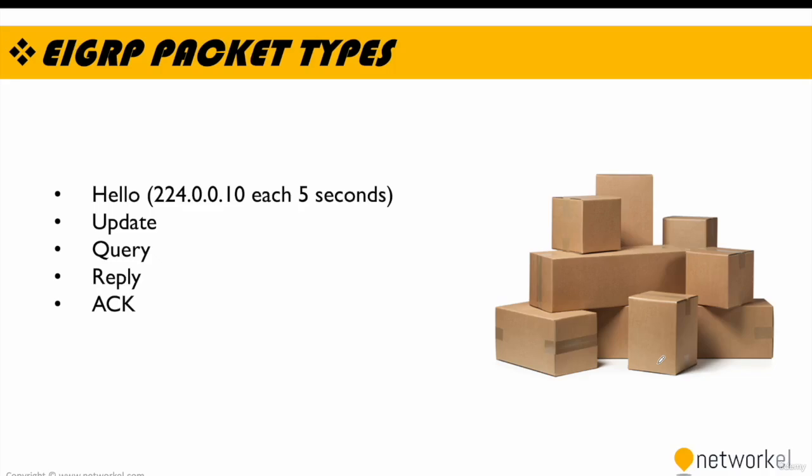The update packets are sent only if there is a change in the network topology. Query is the packet that asks whether a network exists on the neighbor or not. We have the reply packet, which is the answer to the query packet, and we have the ACK packet, which acknowledges the query, update, and reply packets.